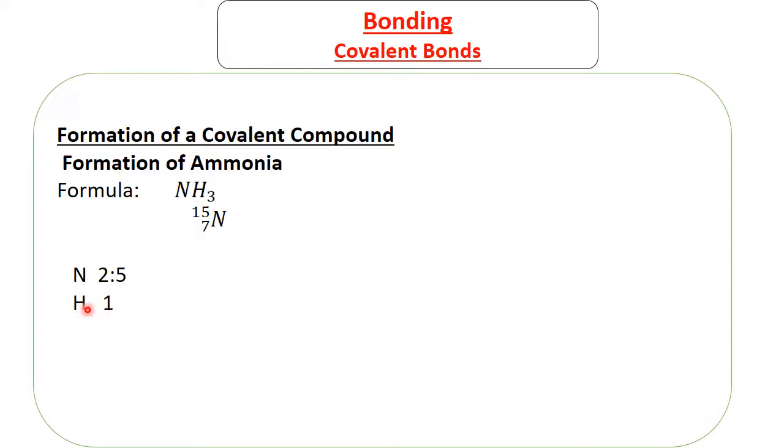So this element needs 1 electron, well, nitrogen needs 3. Hydrogen needs 1, nitrogen needs 3 to be stable. So the only way a bond can be formed is if there are 3 hydrogens, each contributing 1 electron to nitrogen, and in the process nitrogen is going to give them 1 each, and they are going to be stable, and nitrogen is going to be stable like so.